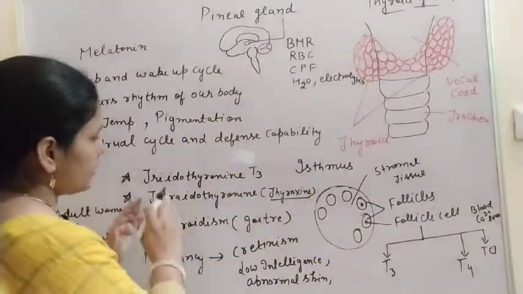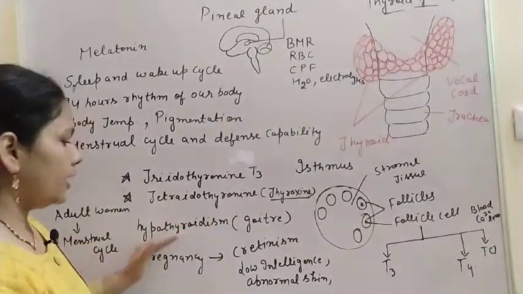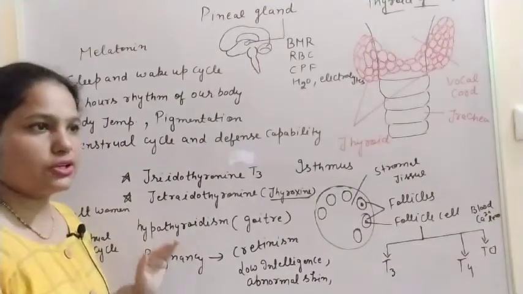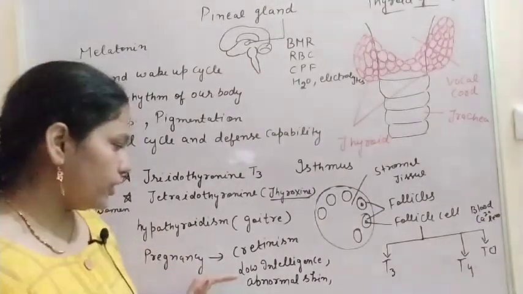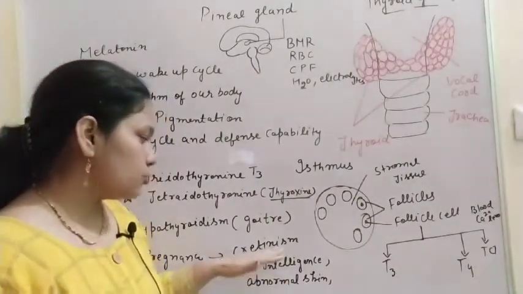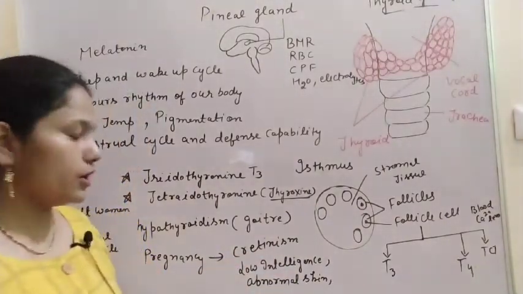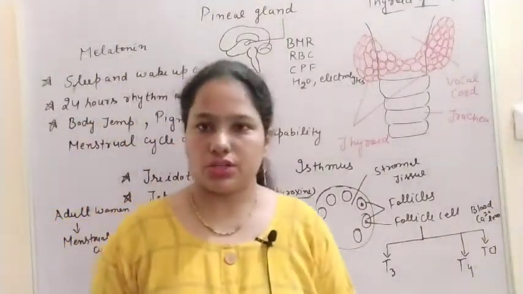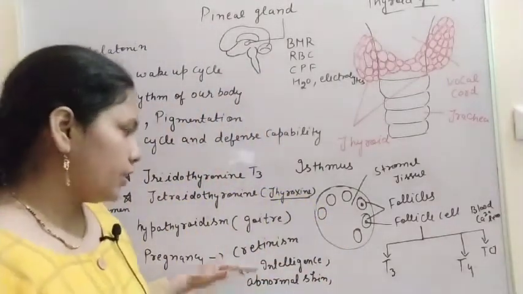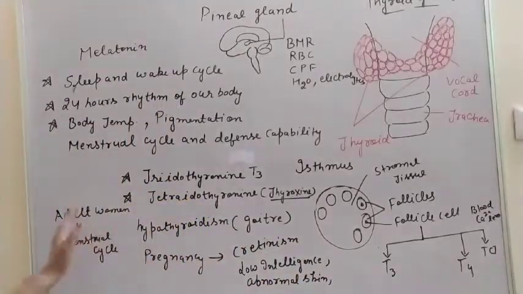Next, if during pregnancy a pregnant lady has hypothyroidism, then the growing baby is also affected, and in that growing baby one disease occurs, that is cretinism. Due to this disease there is a low intelligence quotient, abnormal skin, and mental retardation. So these are the symptoms of cretinism, and it can occur in adult women also.